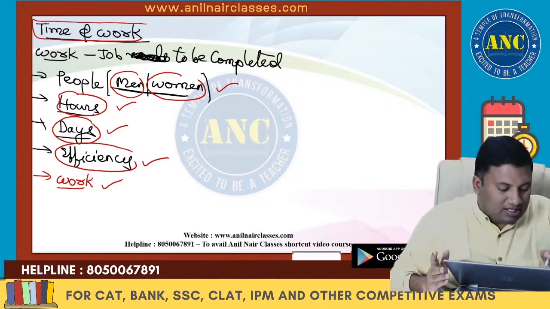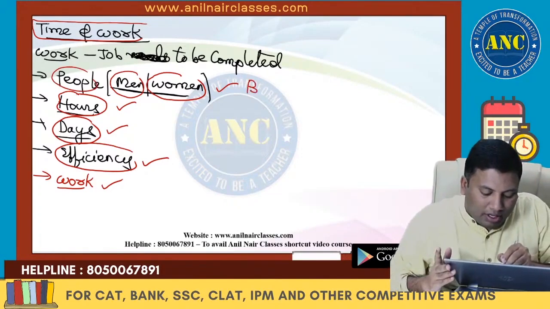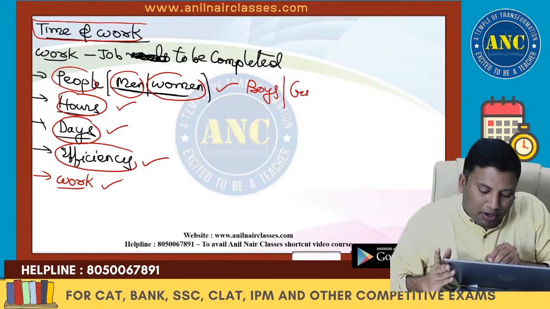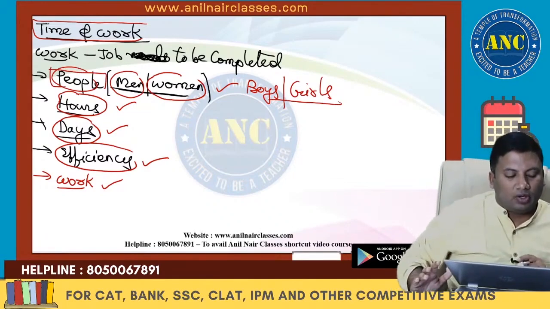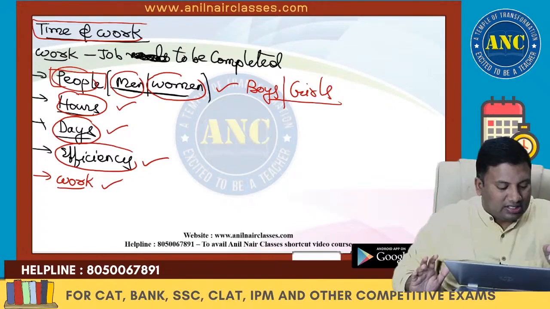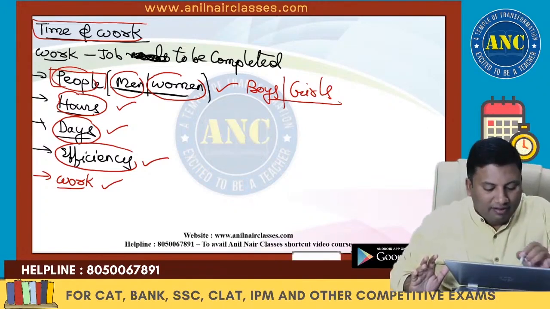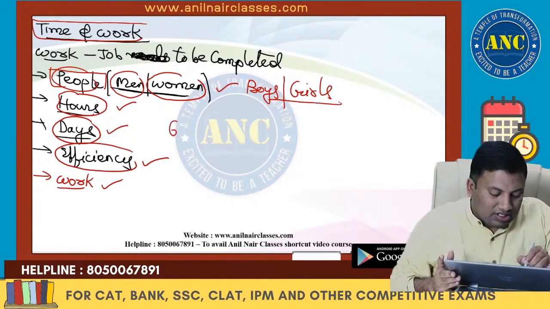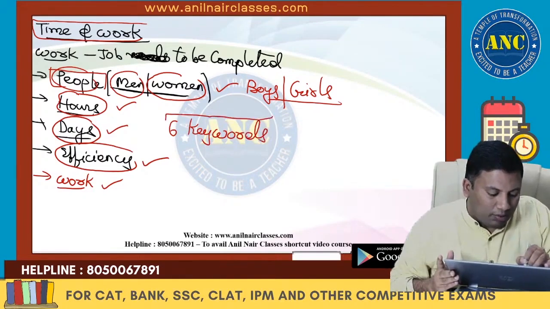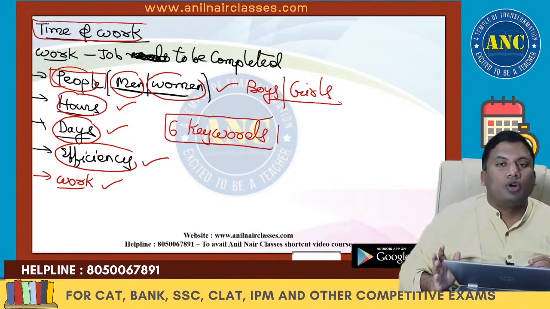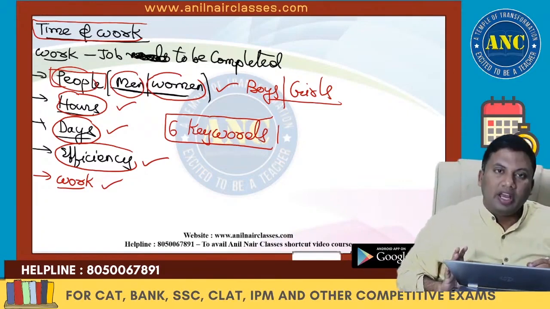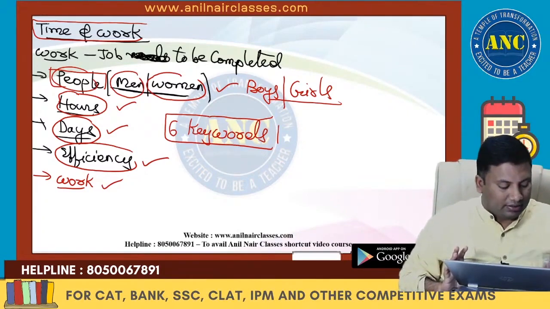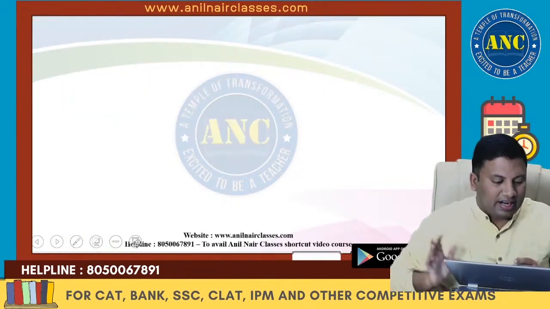These are the important keywords that you will find in almost all the problems of time and work. One is people: men, women, boys, girls, employed, unemployed. It basically means the resources that we require to complete the work. So these are the six important keywords used in every problem of time and work: people, men or women, number of days, number of hours per day, efficiency, and work.